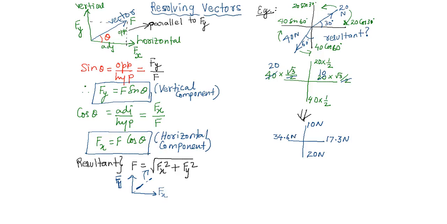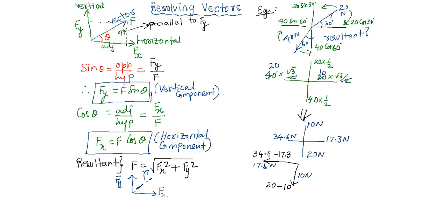Now this is bigger than this, right? So you are going to get two more. This time you are going to get one this side, which will be 34.6 minus 17.3, and one down, which will be 20 minus 10. This answer will give you approximately 17.3, and this will give you 10 Newton.